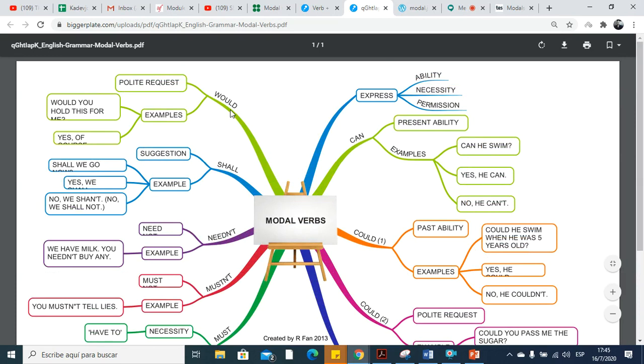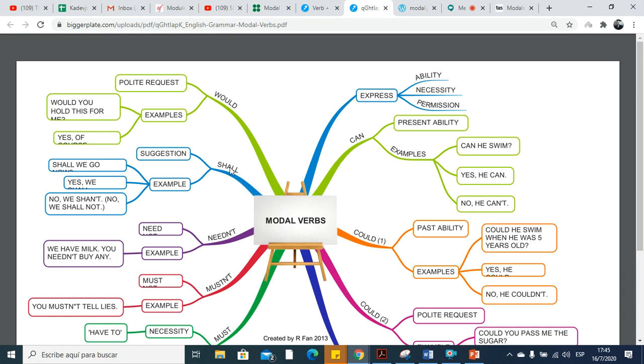On the right side of the painter, we have would. It says polite request as well. Es decir, lo mismo, expresión de etiqueta. Would you hold this for me? Yes, of course. ¿Podría sostener eso por mí? Would you please hold this for me?